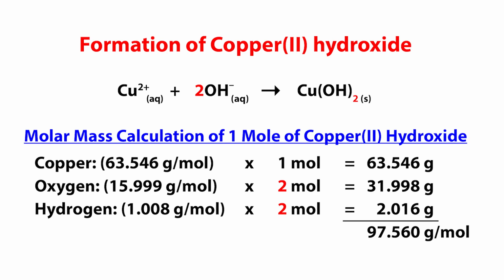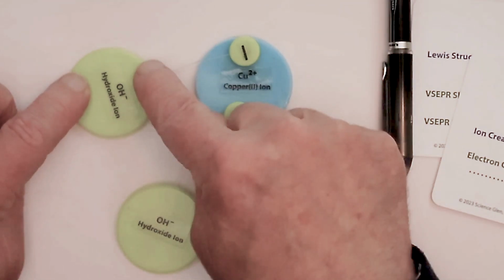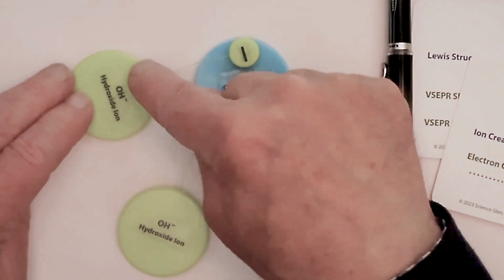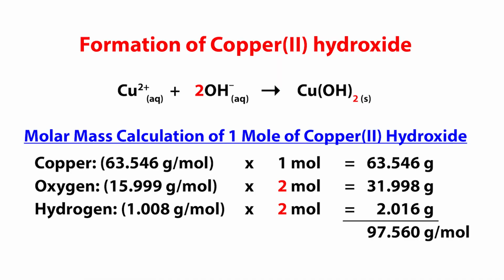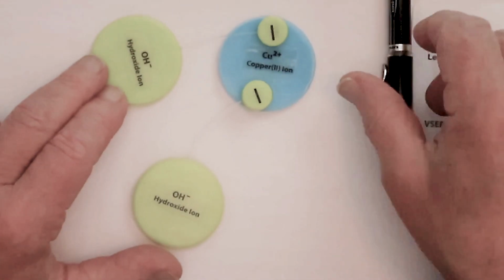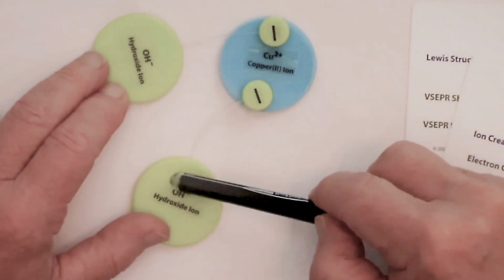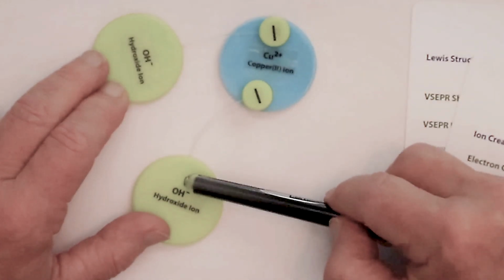So now if you look at the formula here for formation of copper 2 hydroxide, you see how that's Cu(OH)2, and the red 2 means that there's 2 moles of the hydroxide. So it's 2 moles of oxygen and 2 moles of hydrogen. If you look at the Ionic Bond Disc Model, we got 1, 2 oxygens and 1, 2 hydroxides.